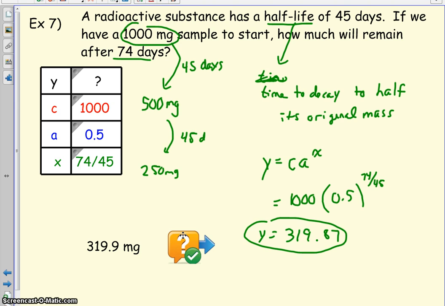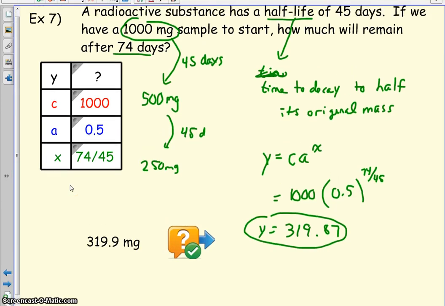Okay, so again, the key here is since it's halving its original value, our base is going to be 1/2. Be careful with the exponent though, because in 74 days you have to take into account that it's not halving 74 times, it's halving once every 45 days. So the exponent is 74 over 45.